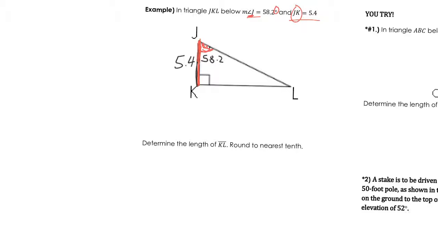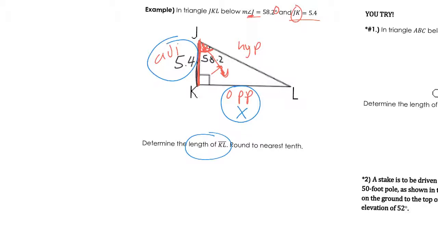So I need my opposite, adjacent, hypotenuse. Across from the 90 is always the hypotenuse. So JL is the hypotenuse. Across from the reference angle is always my opposite side. And then next to my angle is the adjacent side. So this question says determine the length of KL. KL is my opposite side. The other side that I know is my adjacent side.